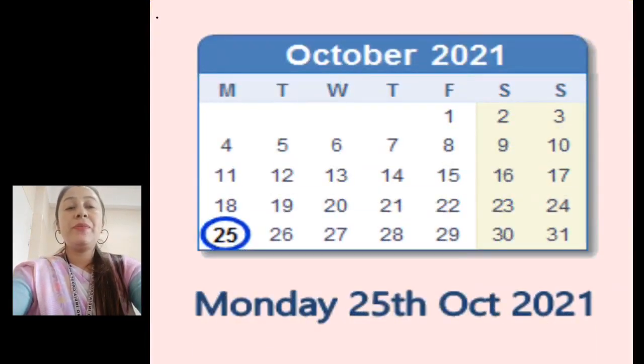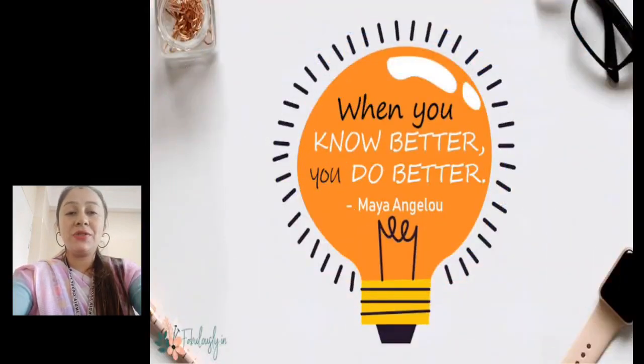So today, the day is Monday and it is 25th of October, 2021. So let us see the thought for the day today. The thought says, when you know better, you do better. So obviously children, if you know better about anything, you can do that thing in a better manner. So when you know better, you do better. So you have to gain a lot of knowledge about anything you want to do.